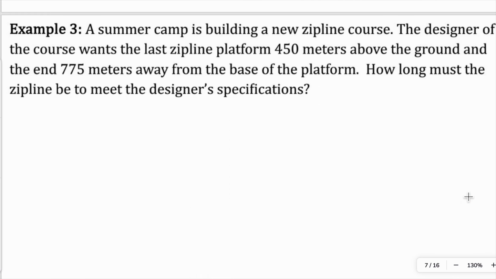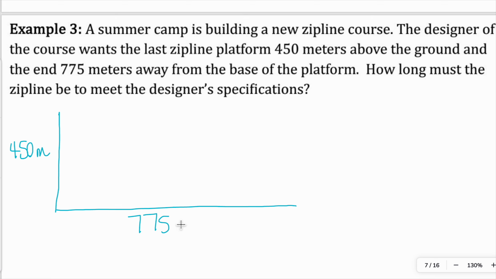Next up, we have a word problem that we probably need to draw a picture for. A summer camp is building a new zipline course. The designer of the course wants the last zipline platform 450 meters above the ground. So I start by just drawing 450 meters above the ground. And then end 775 meters away from the base of that platform. So here's the platform. So 775 is this way. How long must the zipline be to meet the designer's specification?